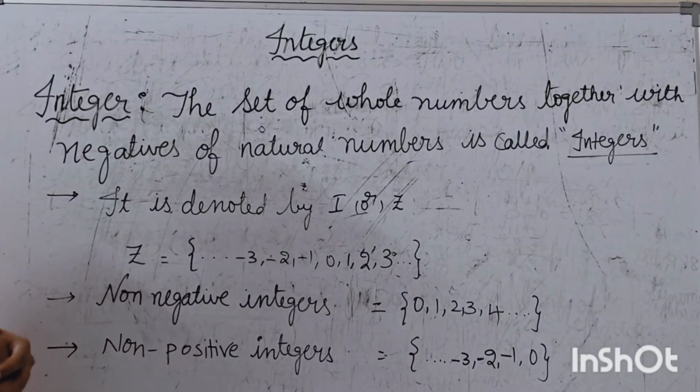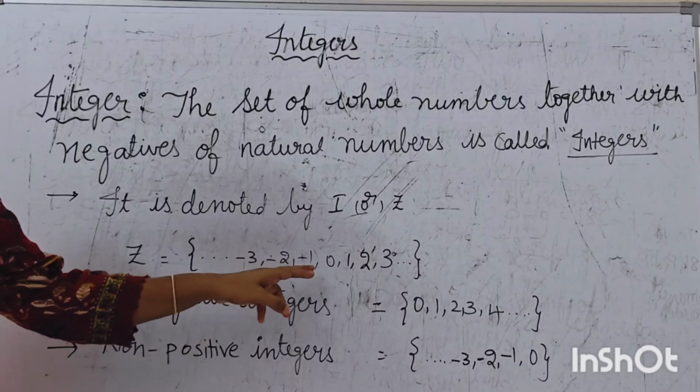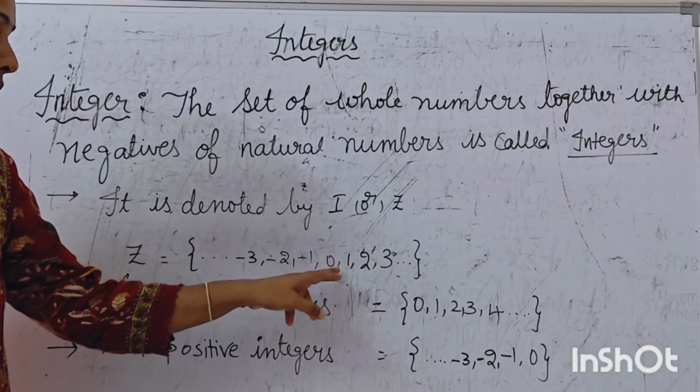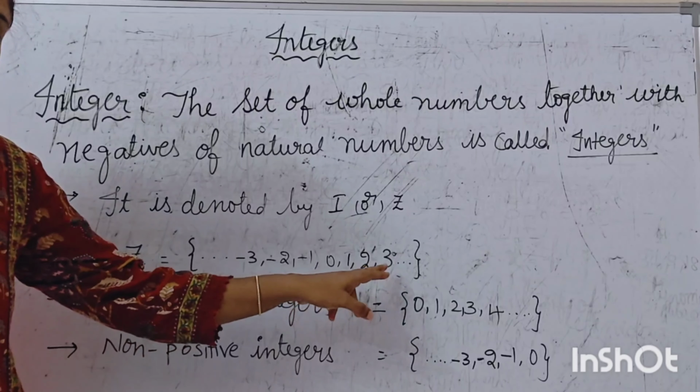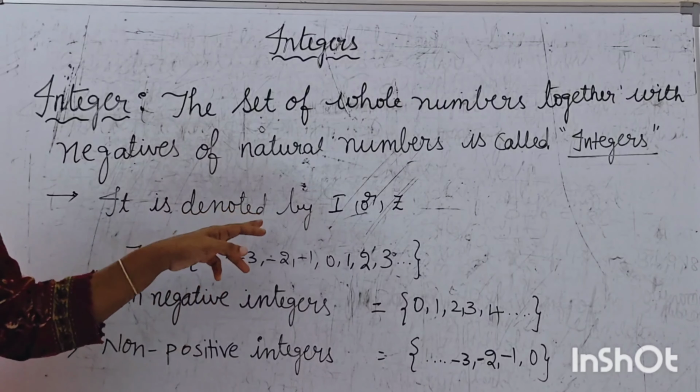You see here, on this side, 0, 1, 2, 3, these are all whole numbers. Coming to the left side, these are the negatives of natural numbers, right? Usually we represent this with Z.